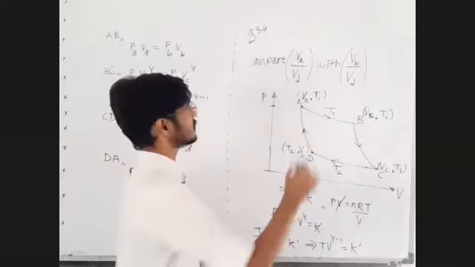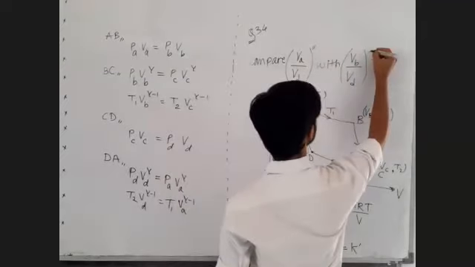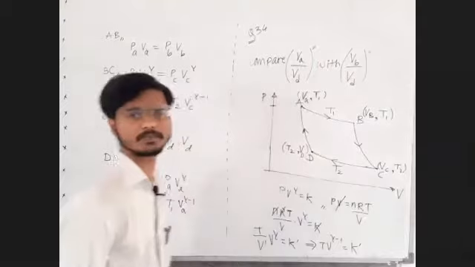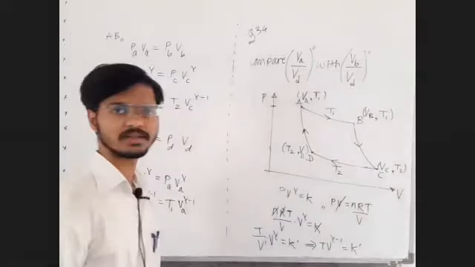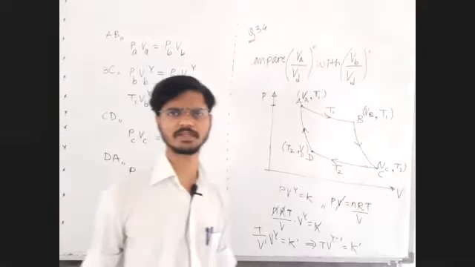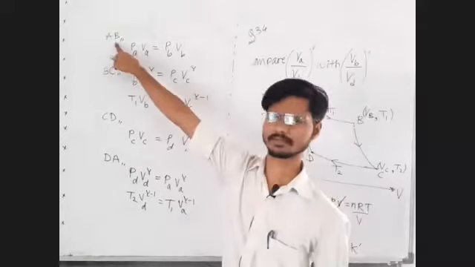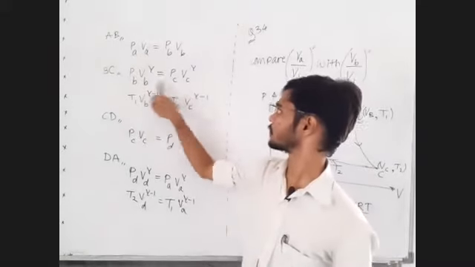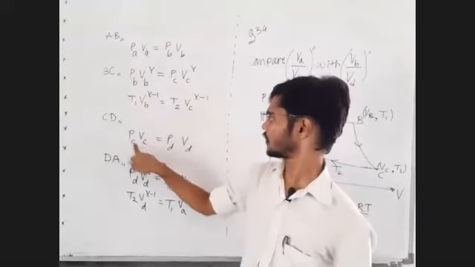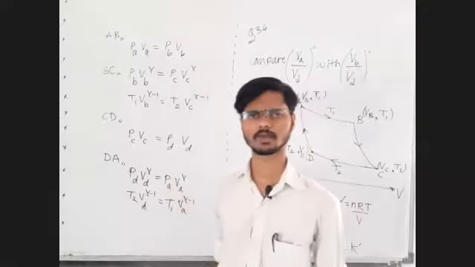My next try will be find out somehow VA and VD ratio, find out somehow VB and VD ratio. ते मला करायचं आहे. We'll try to do that. समजलं का everyone? Anyone has any problem with this? समजलं का? AB isothermal process है, BC adiabatic process है, CD isothermal, DA adiabatic. Got it?